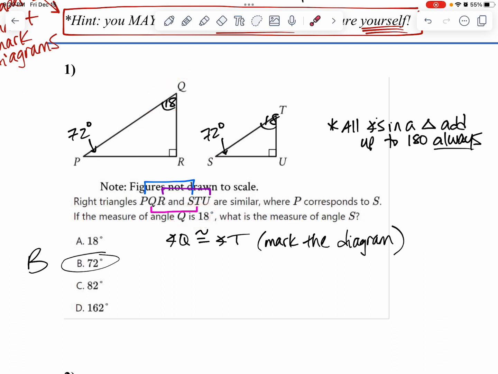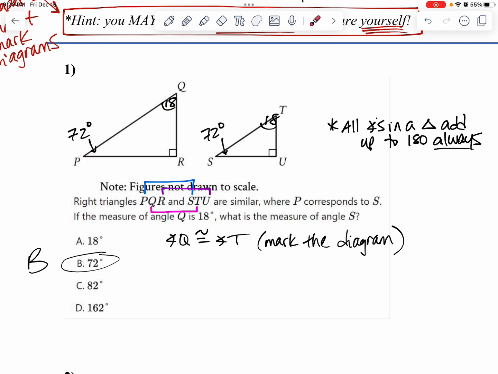And Q goes with T. Do you remember how this middle letter matches up with this middle letter? That's how to read this congruent statement. The first letter matches up with the first letter, so the P and the S go together. The middle letter and the middle letter go together. That's why I put an 18 here by T. What is the measure of angle S?